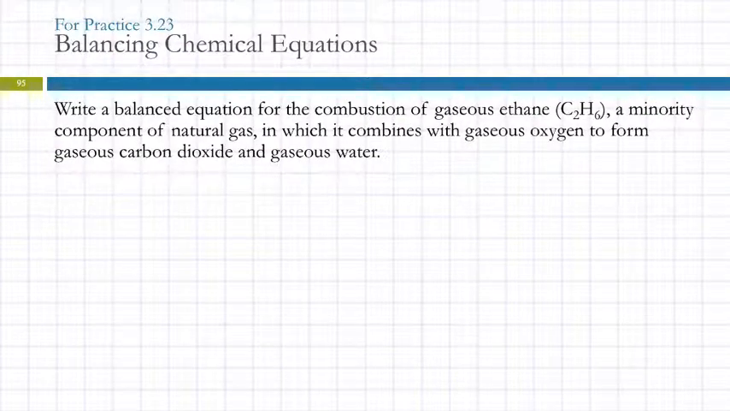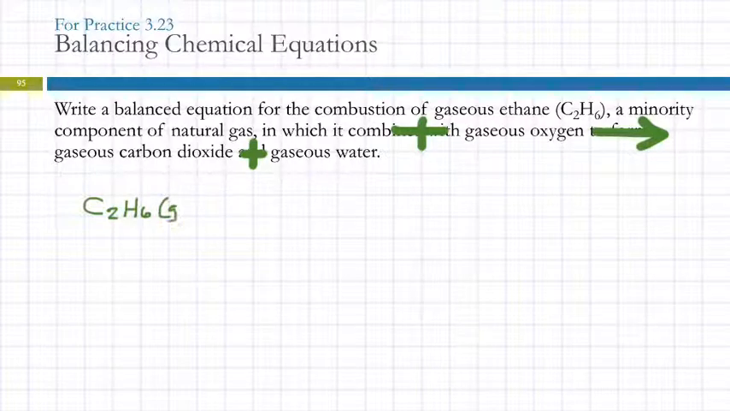Combustion of gaseous ethane, a minority component of natural gas, combines with gaseous oxygen to form gaseous carbon dioxide and gaseous water. So, combines with, that's our plus, to form is an arrow, and is plus. So gaseous ethane, they gave us the formula, C2H6, and they told us it was a gas, so we put G.